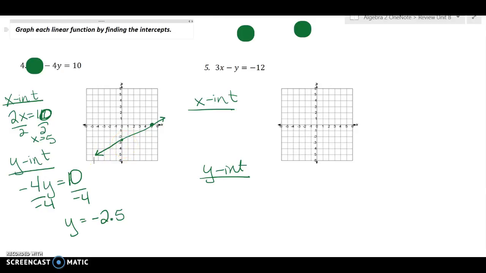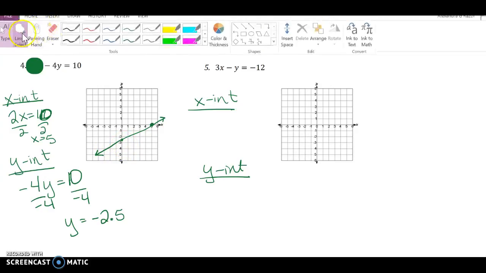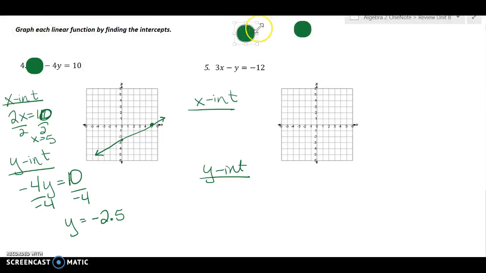All right, so over here on the next one, number 6, I'm just going to see if I can move these boxes. Okay, so I'm going to take this box and cover up the y, and that is going to help me find my x value. 3x equals -12. Divide by 3, and I get -4, so I go to -4.